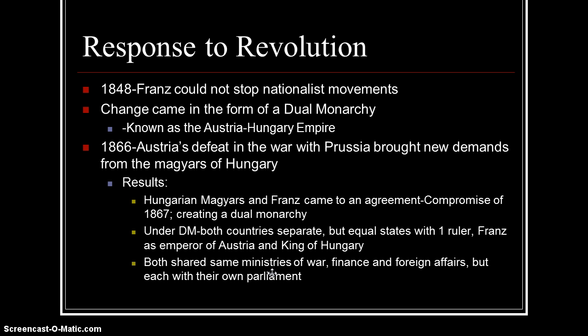This is an example of, let's say, the United States nowadays. You have one president for the entire nation, but you have each state with a set of laws and its own parliament. There was not a shared parliament like Congress nowadays.